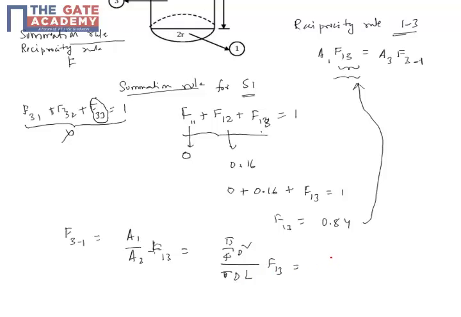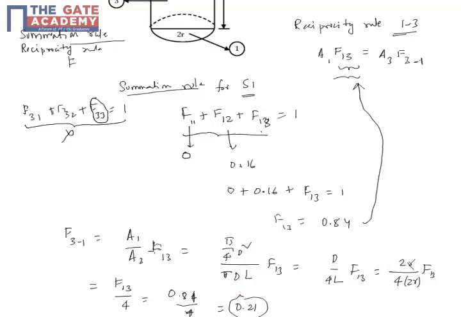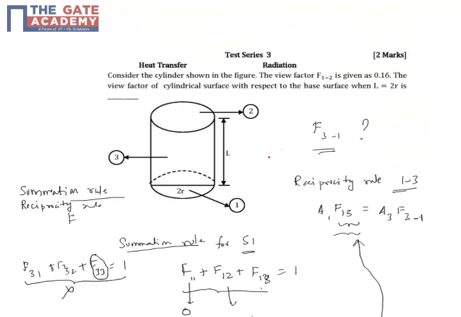So d gets cancelled and we get d by 4L into F13. Now remember that d is 2R and L is also given as 2R here. So d and L are the same and get cancelled. So it is basically F13 by 4. F13 is 0.84, divided by 4, so that will be 0.21. So the answer F31, the view factor of 3 with respect to 1, is 0.21. Thank you.